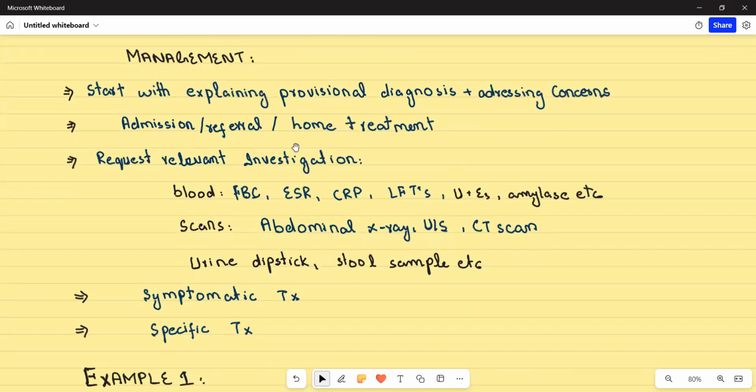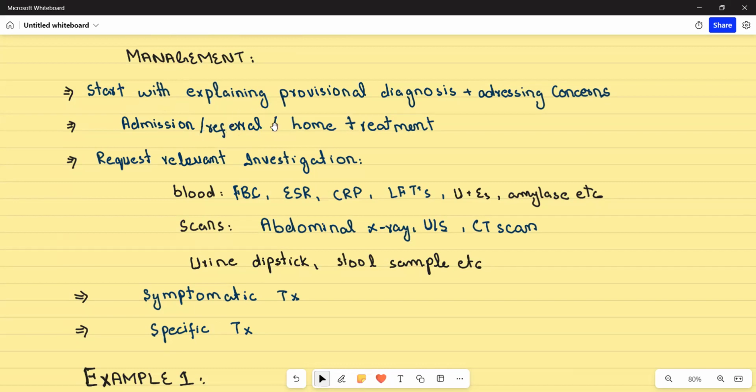Then you are going to tell the patient what is your plan today. Are you going to admit him? If the patient is presenting to the accident and emergency department, and you think that the patient condition is severe enough in order to warrant admission, then you are going to admit the patient. If the patient is presenting to the GP and you think that the patient needs admission, then you need to refer the patient to A&E.